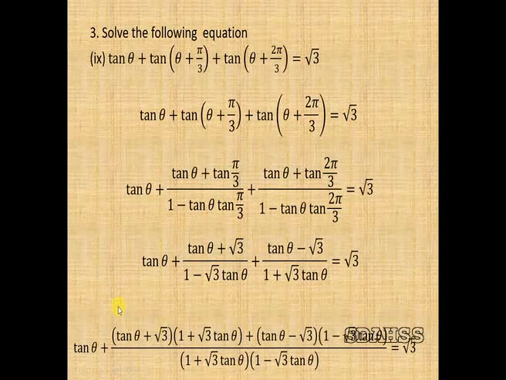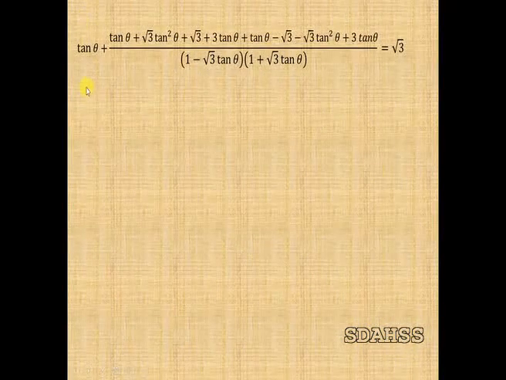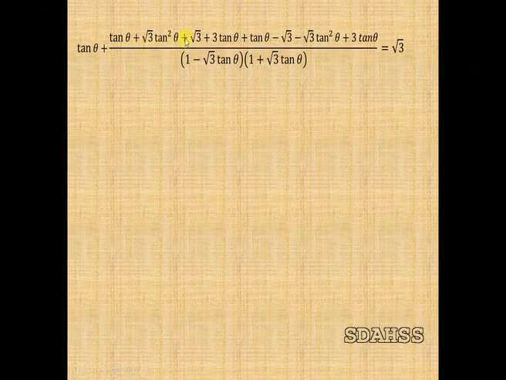Then keep the first term as it is, tan theta, plus you take down the LCM. The LCM is 1 plus root 3 tan theta into 1 minus root 3 tan theta. Then cross multiply. So you have tan theta plus root 3 into 1 plus root 3 tan theta plus tan theta minus root 3 into 1 minus root 3 tan theta is equal to root 3. On simplification, you will get tan theta plus root 3 tan square theta plus root 3 plus 3 tan theta minus root 3 tan square theta plus 3 tan theta divided by 1 minus root 3 tan theta into 1 plus root 3 tan theta is equal to root 3.